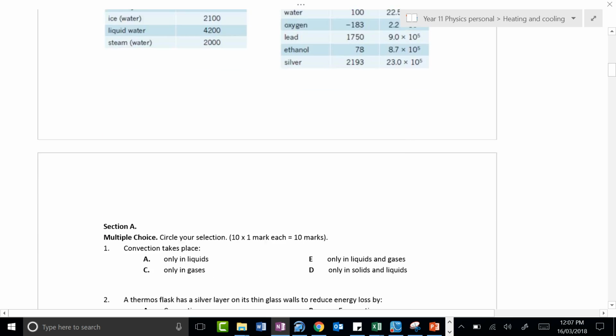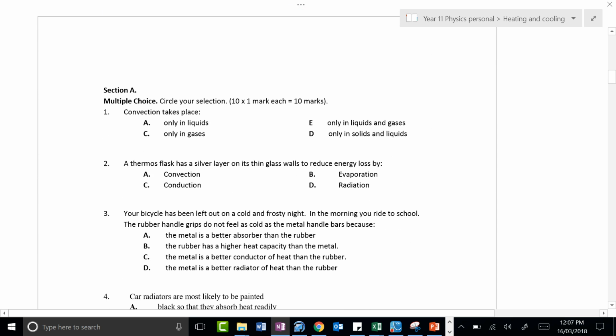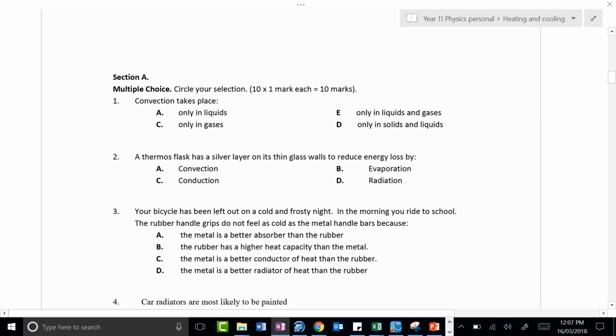So let's get started. Convection takes place. Now you can answer this one. What's the answer? Liquids and gases, yes. So it is the transfer of heat energy, but it's only in liquids and gases.